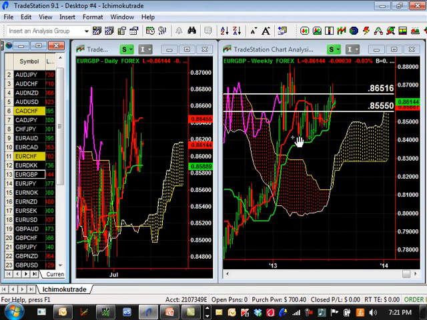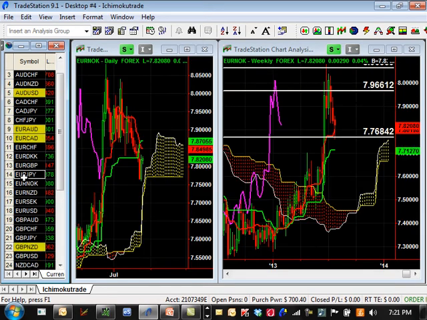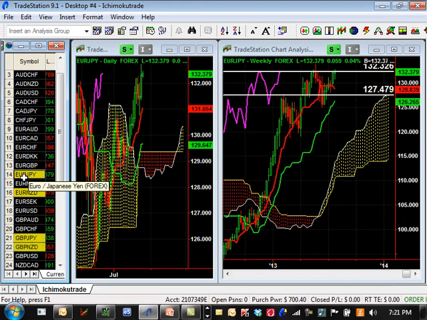So I'm not really going to say this is bullish because it's weakened now. Support on this one's going to be 85.55 and 65.51 is the resistance. Euro Yen is trending on both the daily and the weekly.